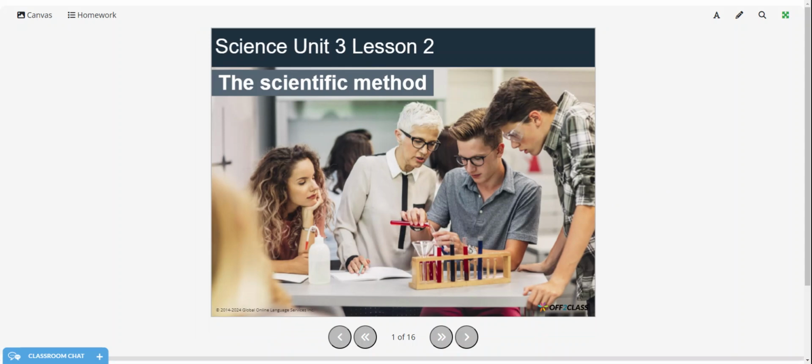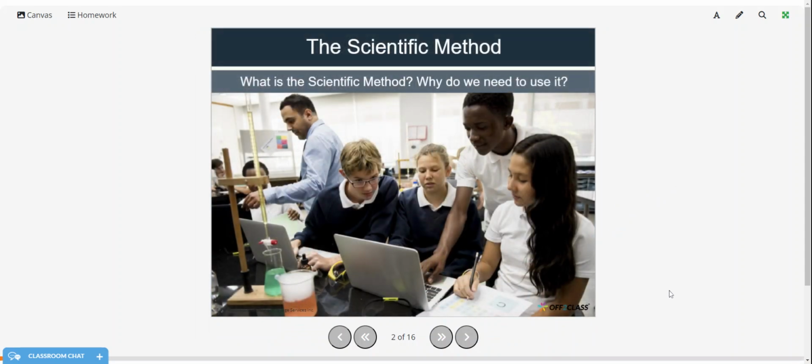This is a B1 level science lesson and today we're going to be talking about the scientific method. All right, so what is the scientific method and why do we need to use it? Those are some of the questions we'll be answering in today's lesson.